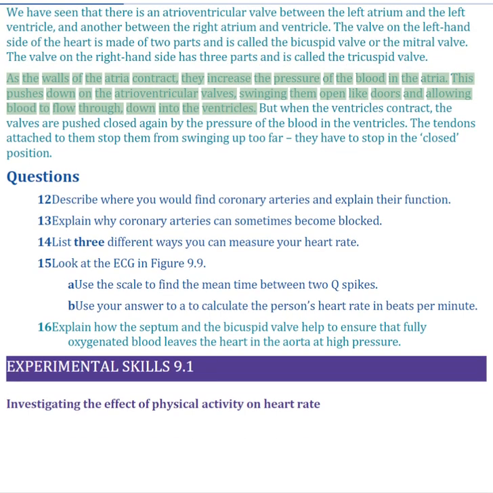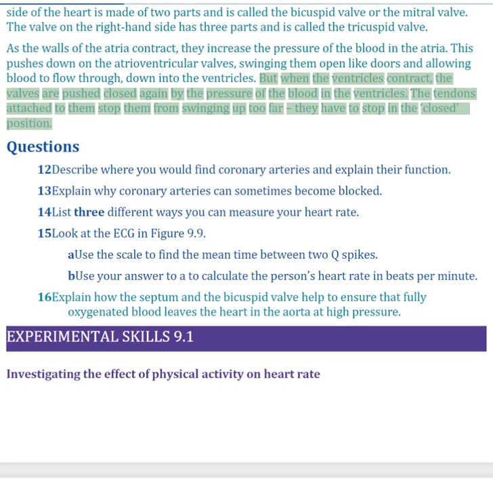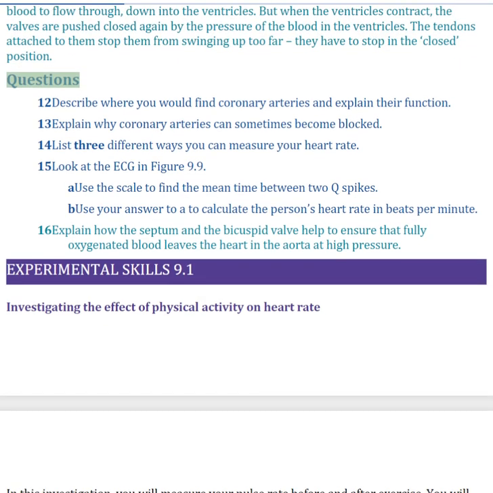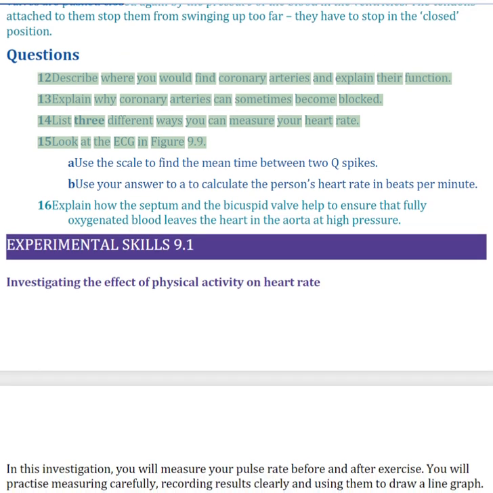As the walls of the atria contract, they increase the pressure of the blood in the atria. This pushes down on the atrioventricular valves, swinging them open like doors and allowing blood to flow through, down into the ventricles. But when the ventricles contract, the valves are pushed closed again by the pressure of the blood in the ventricles. The tendons attached to them stop them from swinging up too far, so they have to stop in the closed position.